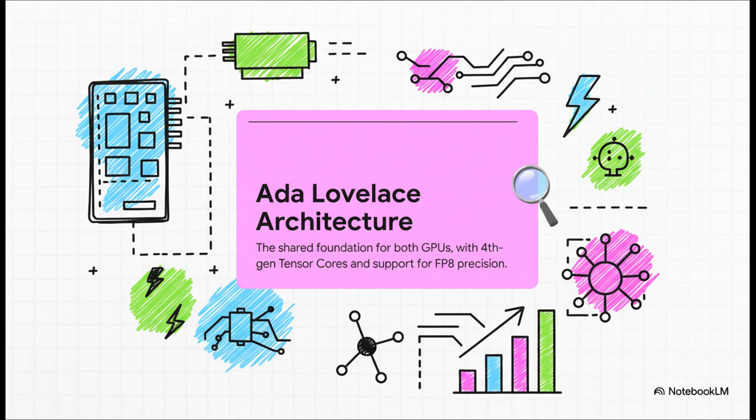This means they both have these 4th-gen tensor cores, which are basically special little engines just for AI, and they both support something called FP8 precision. That's just a really smart way to crunch AI data faster without messing things up. It's like they both come with the same high-tech toolkit.